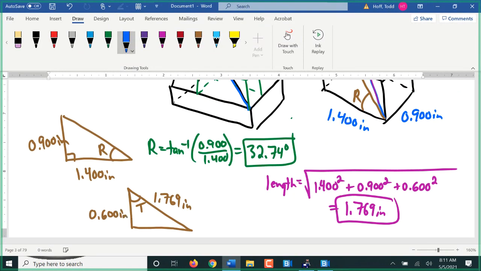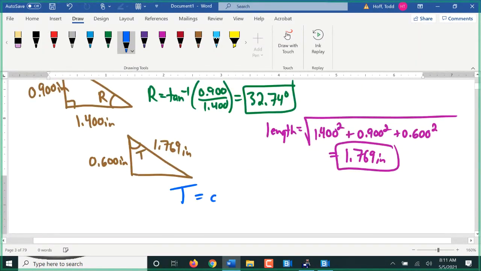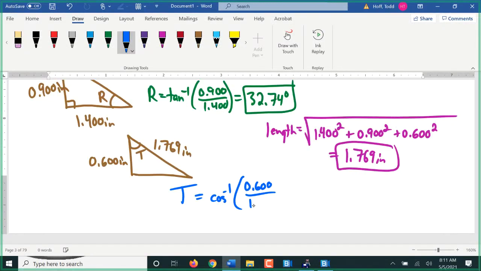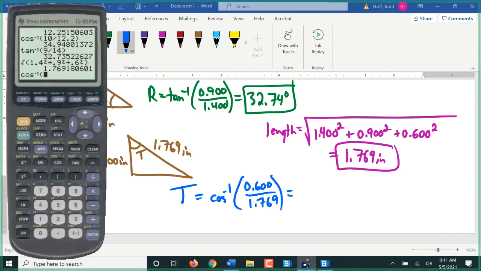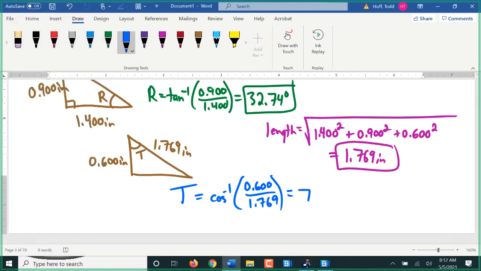Means I'm going to use which function? First cosine. Adjacent side, the 0.6 over the hypotenuse of 1.769. Give me 70.17 degrees. What if I wanted this angle down here?